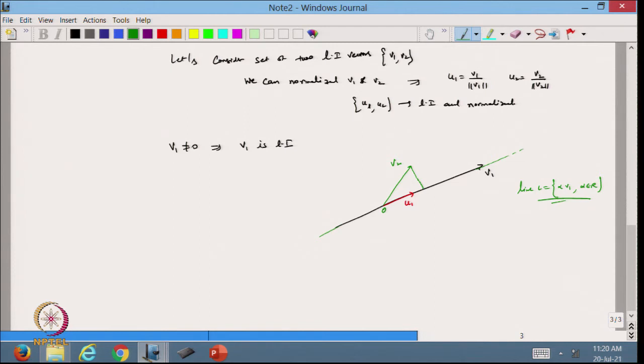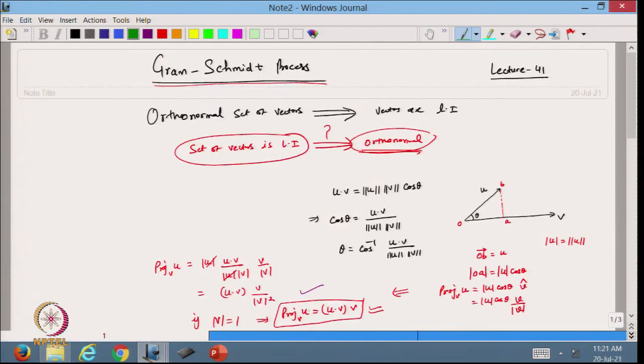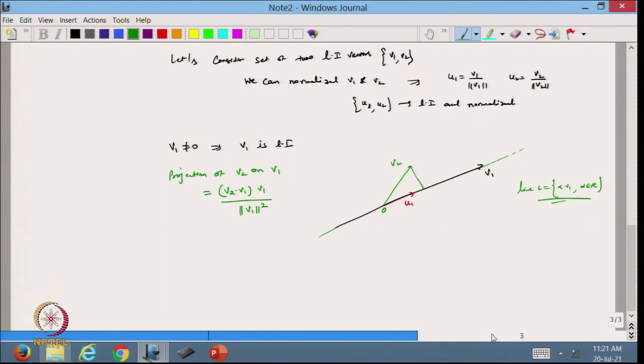Now, from here I know that the projection of V2 on V1 will be equal to the dot product of V2 with the vector V1, then multiplied by V1 divided by the magnitude squared. So, this is what we have defined, that if it is of this form, then we can write it like this.